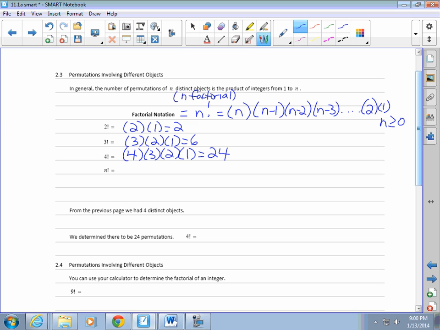N factorial then is n times n minus 1 times n minus 2 times n minus 3, all the way down to 3, 2, 1. Okay, so you can see here, my n for this third example was a 4, so it's 4 times n minus 1, so 4 minus 1 is 3, and then 4 minus 2 is 2, and so on.